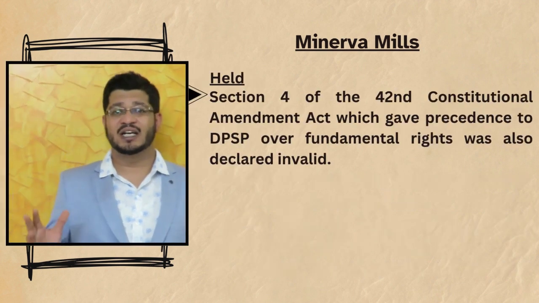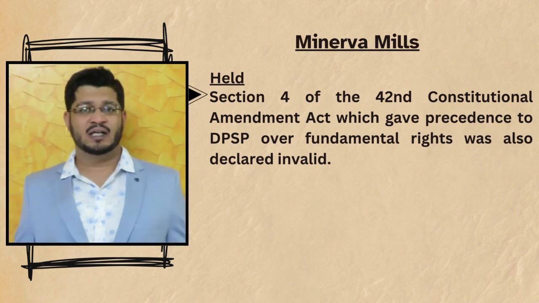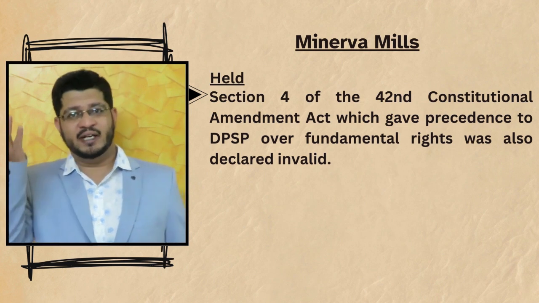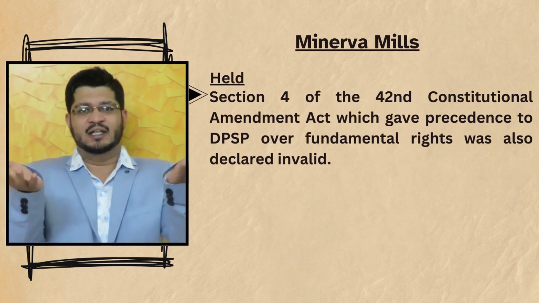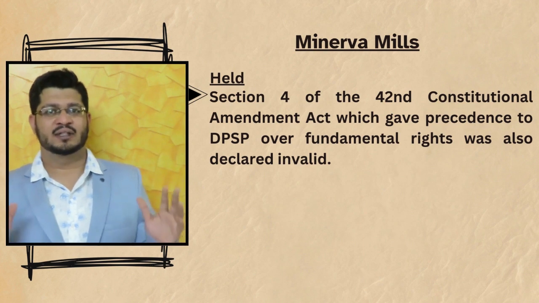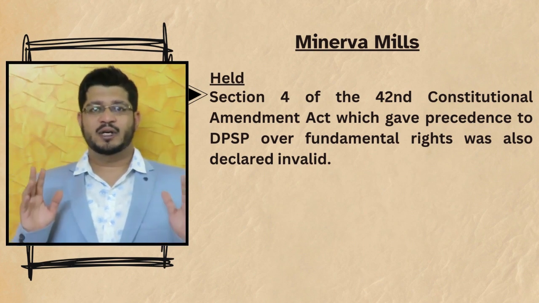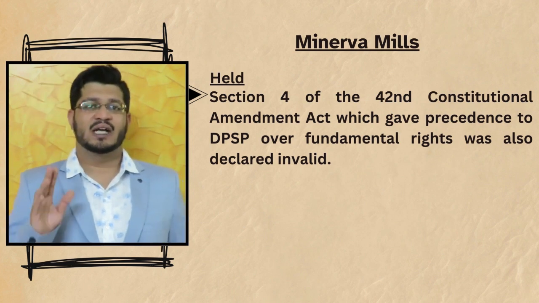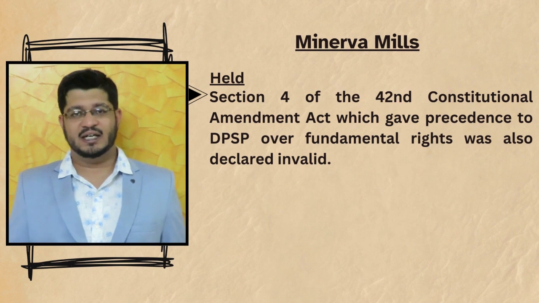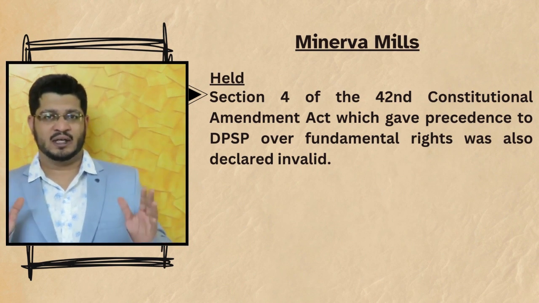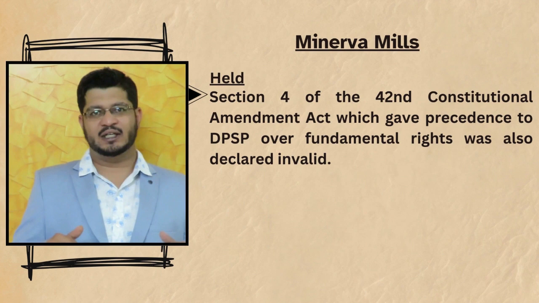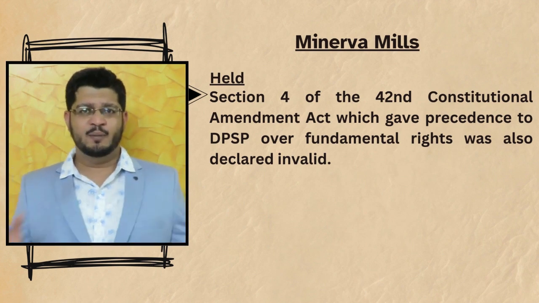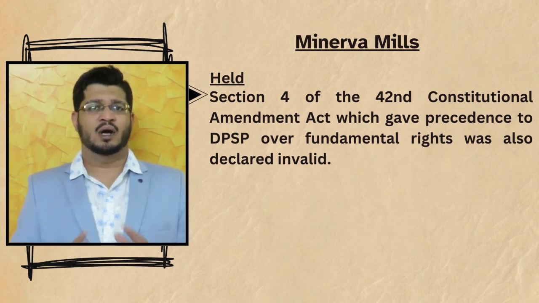Now, let us try to understand how the Supreme Court dealt with the second aspect of this case, that is the relative position of DPSPs and fundamental rights in the constitutional hierarchy of the Indian Constitution. The Supreme Court declared that Section 4 of the 42nd Constitutional Amendment, which stated that any laws which were enacted to implement the objectives mentioned in Articles 39B and 39C would be immunized from judicial review, was invalid.